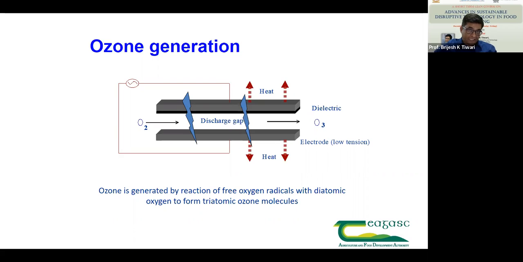Now here in this case, if we have an increase in the flow rate of oxygen into it, less ozone will be produced. The reason behind that is that there will be less residence time within this discharge. So in a nutshell, ozone is generated by the reaction of a free oxygen radical with diatomic oxygen to form a triatomic ozone molecule. So that's a simple step here.